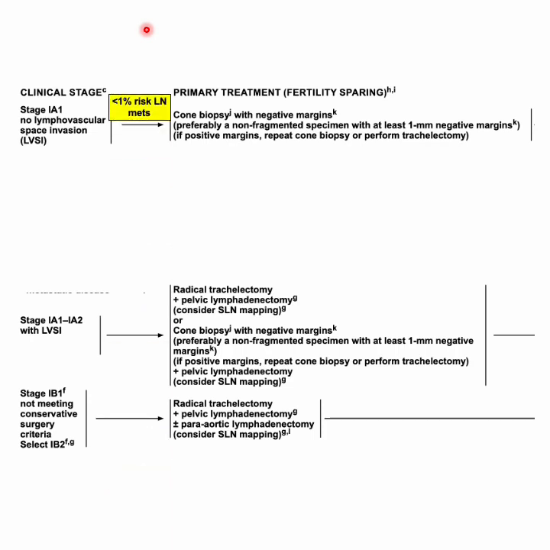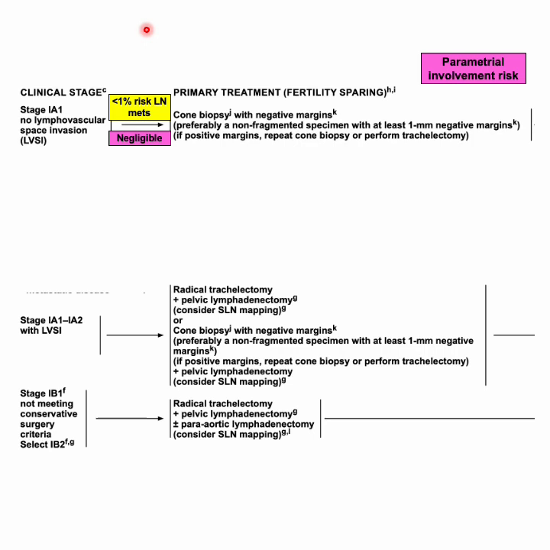And that is because their risk of lymph node mets is less than 1%, and their risk of parametrial involvement from the data that we have is negligible. So we do not need to do a radical hysterectomy, which essentially means that we are doing a larger dissection and taking the parametrium, because that risk is negligible and they have less than 1% risk of lymph node mets, so you don't have to sample lymph nodes.